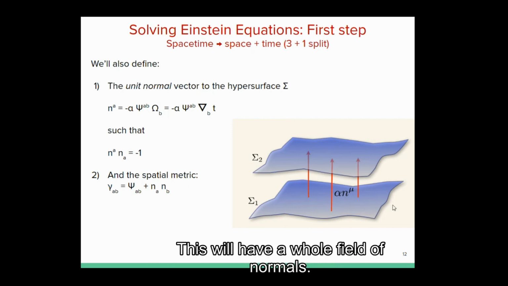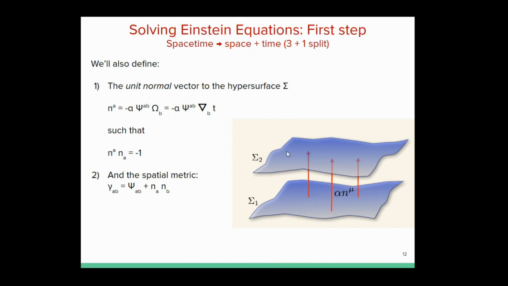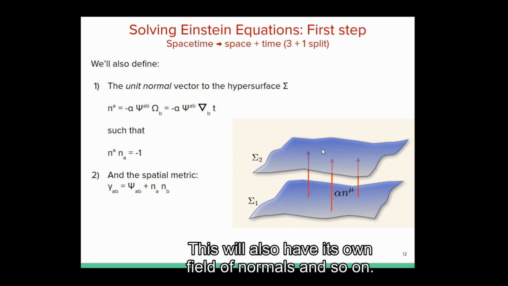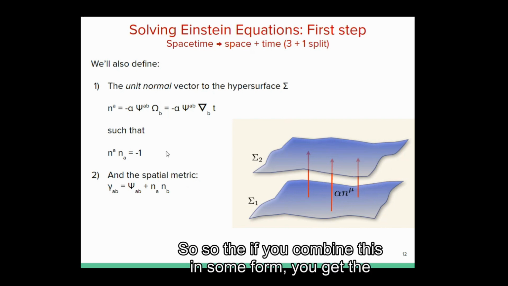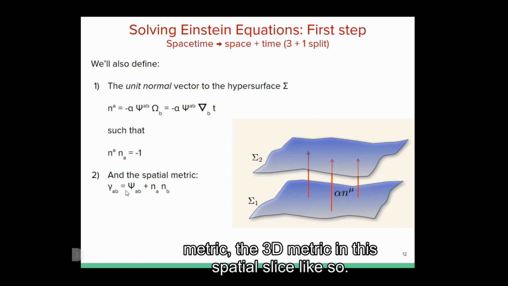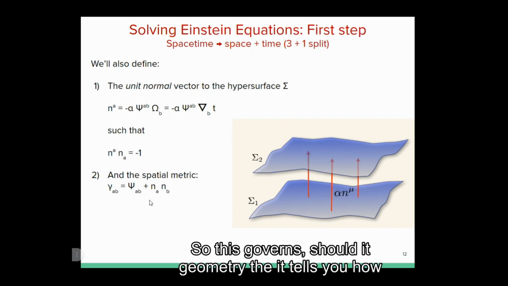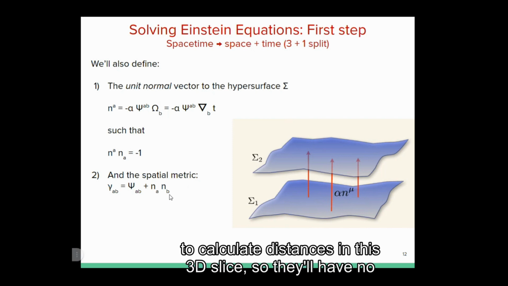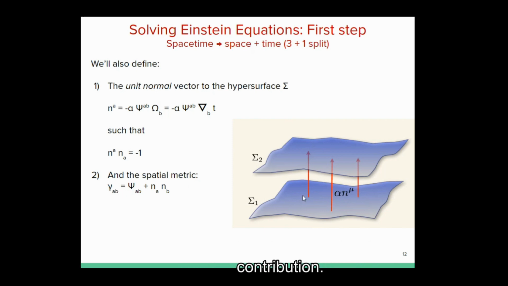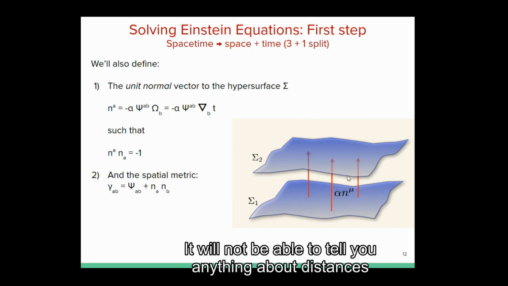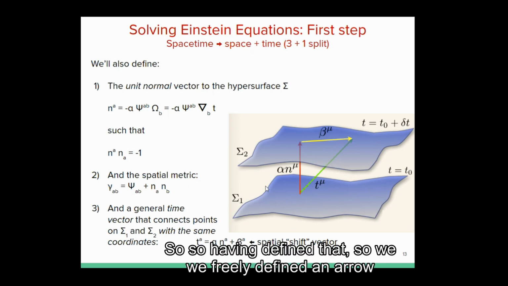So this will have a whole field of normals. This will also have its own field of normals and so on. So if you combine this in some form, you get the metric, the 3D metric in this spatial slice alone. So this governs the geometry. It tells you how to calculate distances in this 3D slice. It will have no contribution. It will not be able to tell you anything about distances perpendicular to this slice and so on.